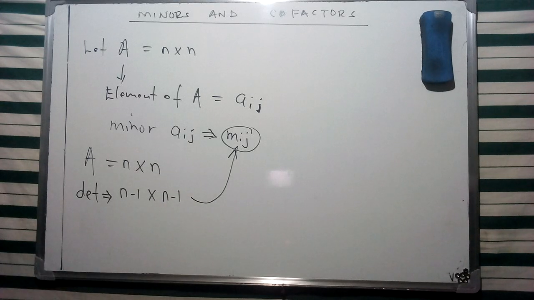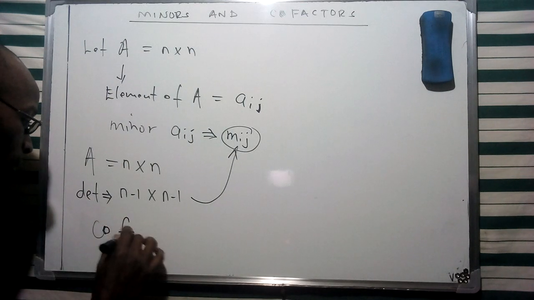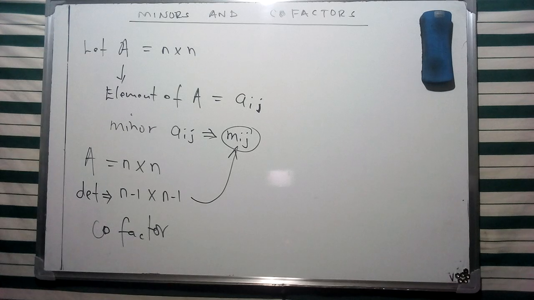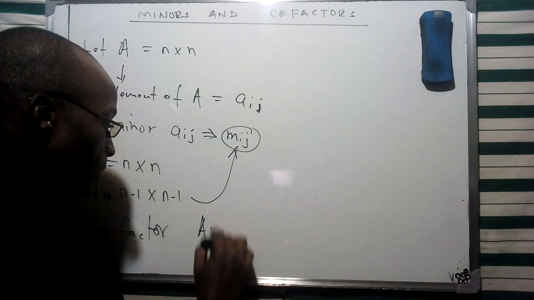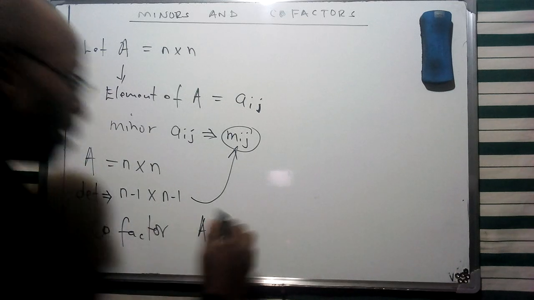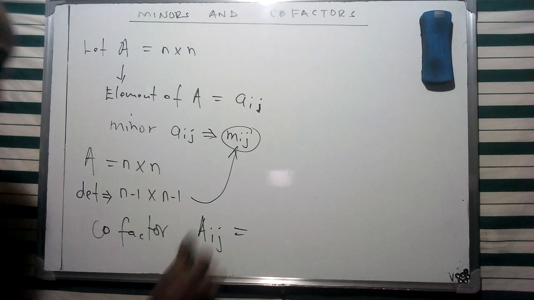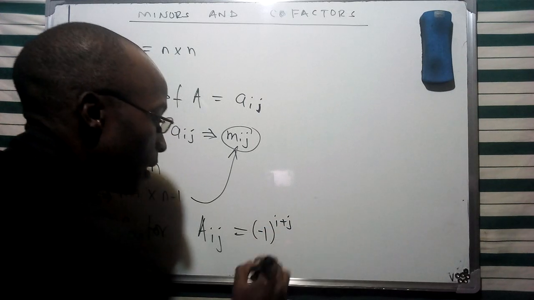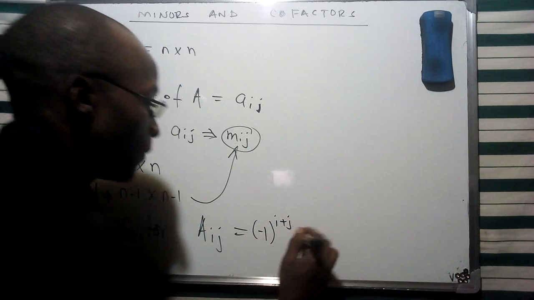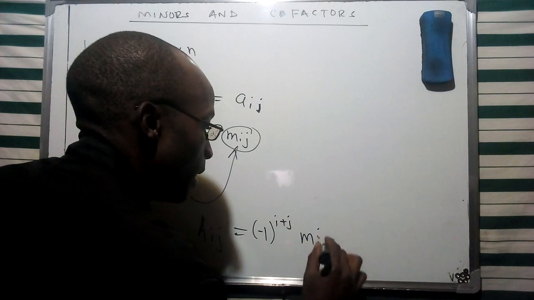And therefore, we're defining the concept of a cofactor. Cofactors constitute specific elements obtained from these particular minors, whereby we define A_ij, the cofactor, as negative 1 raised to the power i plus j, where i is the row and j is the column, multiplied by the minor M_ij.